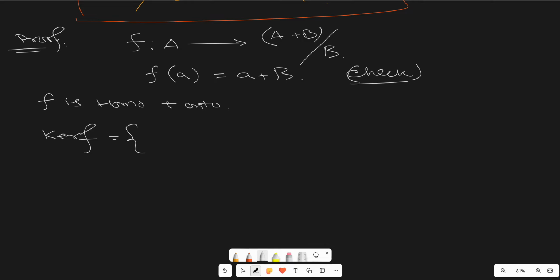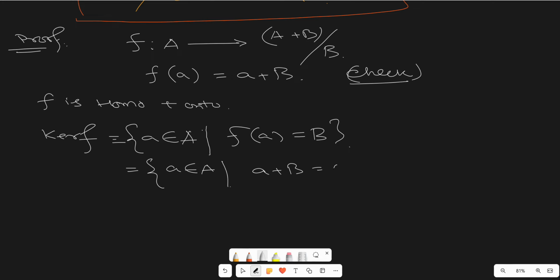This is actually all those a inside the domain A such that F of a is the zero element. What is the zero element here? This is B, is it not? Are you getting my point? So F of a is a plus B equals B, right? Two cosets are the same if and only if a is inside B. So a is inside A and also inside B. This implies that this is A intersection B.